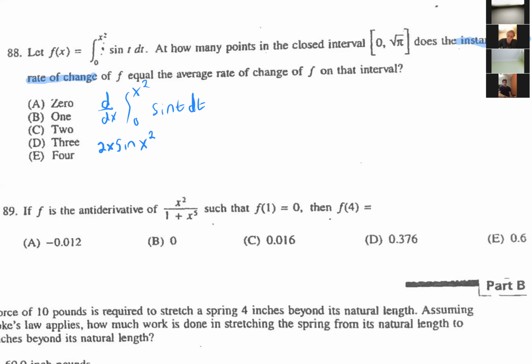And then for the second part, I'll use red. I want to find the average. I'm going to use red. Let me undo that.